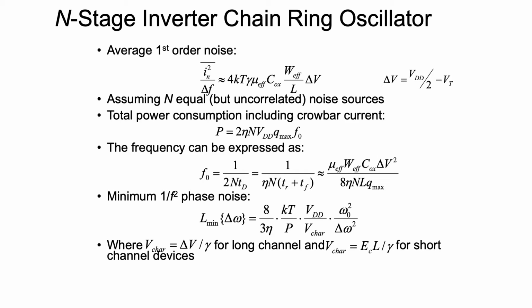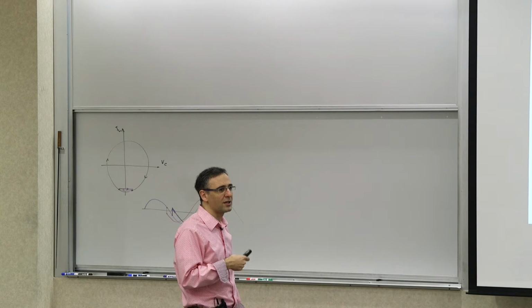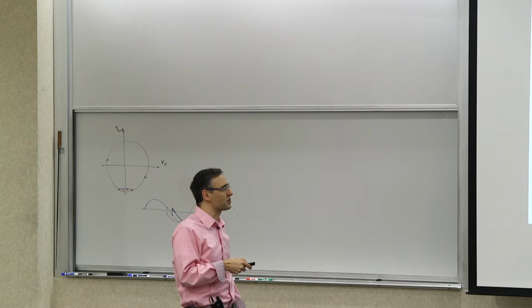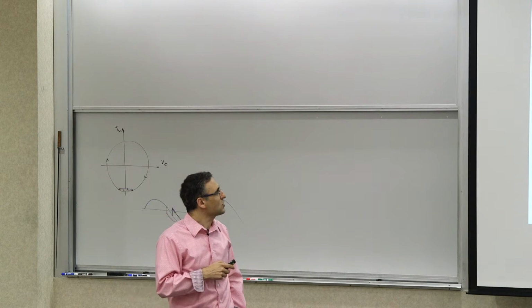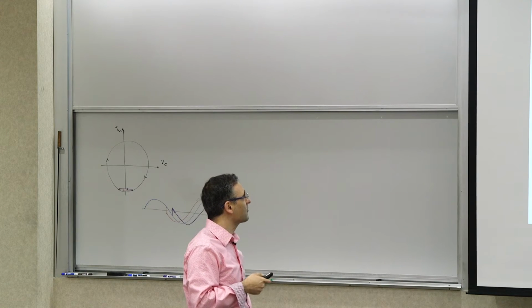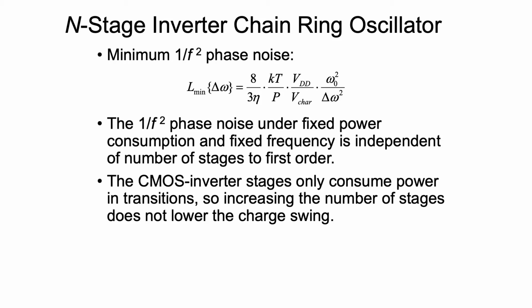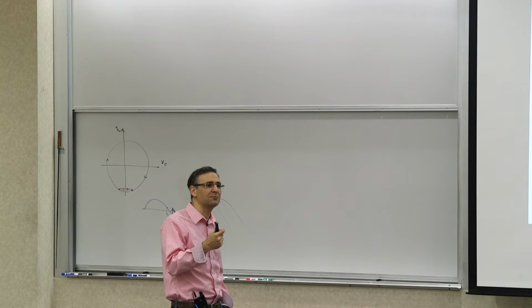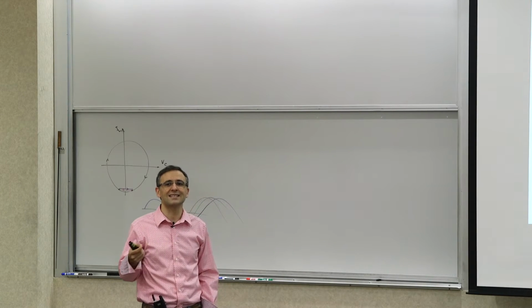If you take all of these things, write them in these forms and plug them into the expression we have for phase noise, we arrive at this expression. It simply says that there's 8 over 3 eta, some constants, kT over P, the ratio of kT to the power dissipation you're using, then VDD over the characteristic voltage, and delta omega over omega naught over delta omega. And you don't see any dependence on n. There are multiple n's appearing in the number of stages, but they cancel each other.